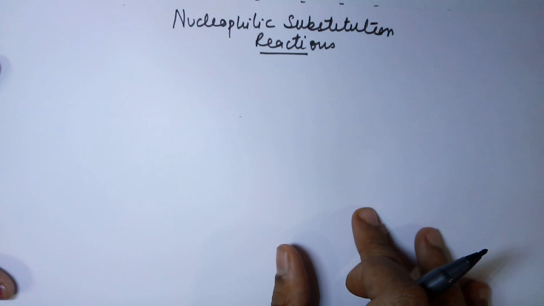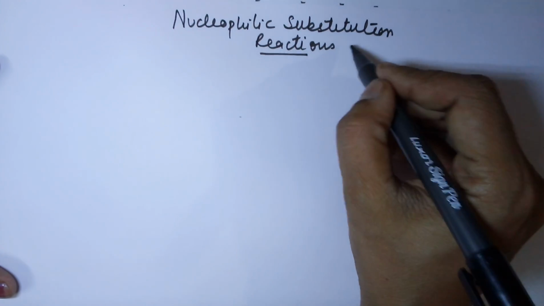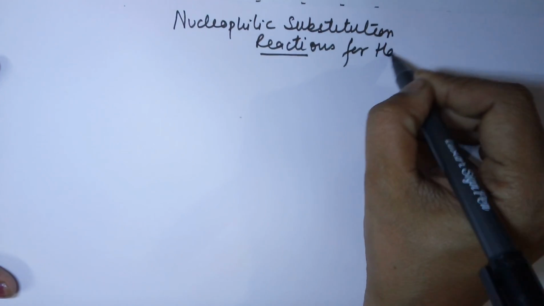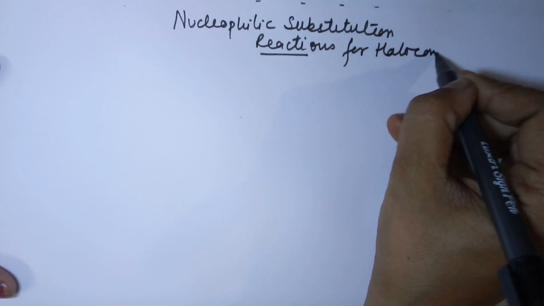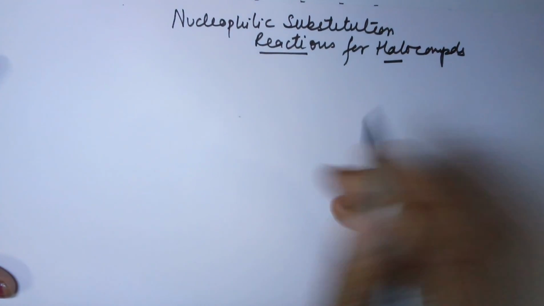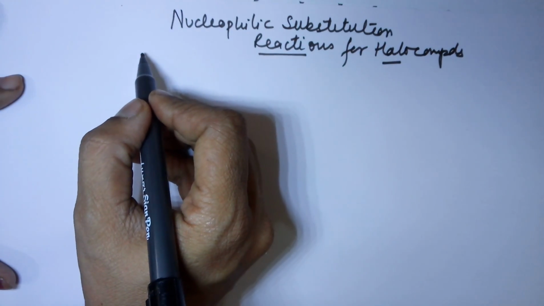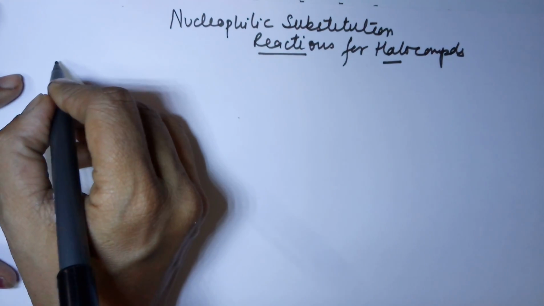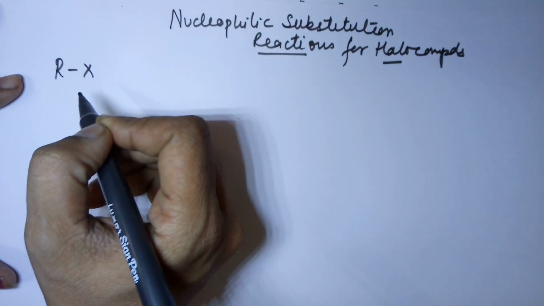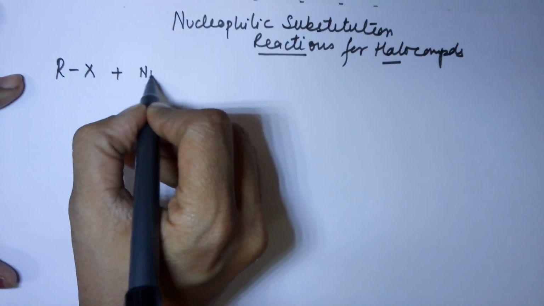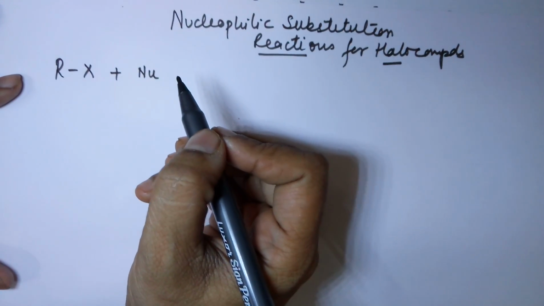In today's class, I'll be talking about nucleophilic substitution reactions for halo compounds. Nucleophilic substitution reactions are of the type: you have a haloalkane, you combine it with a nucleophile. A nucleophile is a nucleus-loving identity.